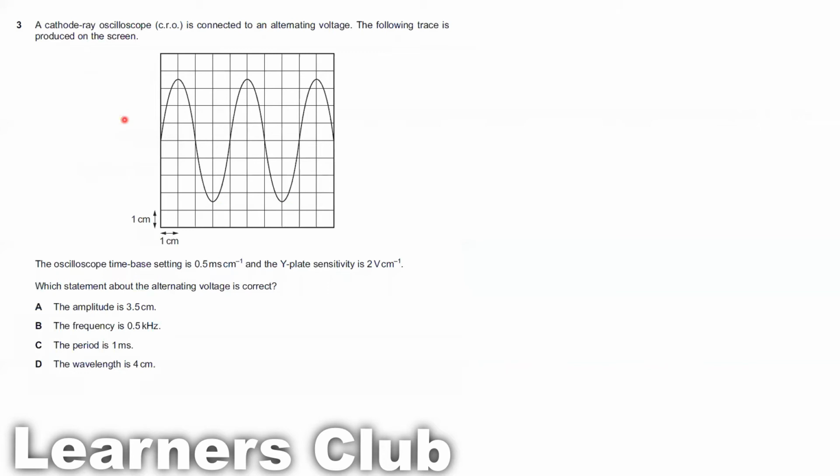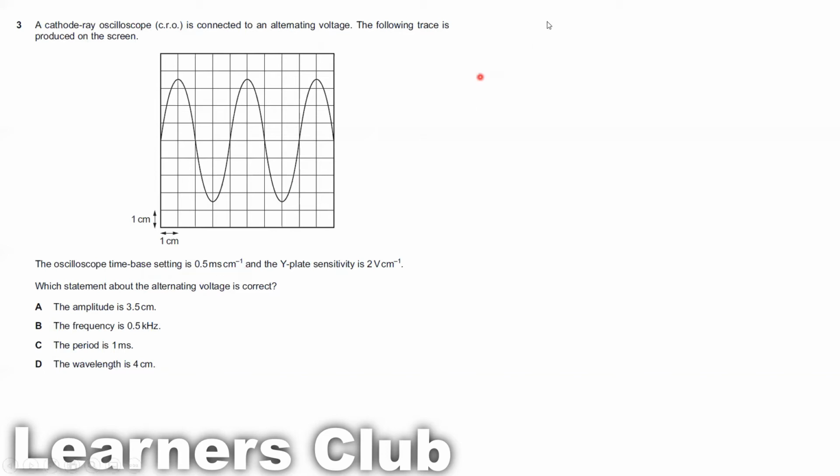Question 3. A cathode ray oscilloscope, also known as CRO, is connected to an alternating voltage. The following trace is produced on the screen. So this is the trace produced by this alternating voltage. The oscilloscope time-base setting is 0.5 millisecond per centimeter.